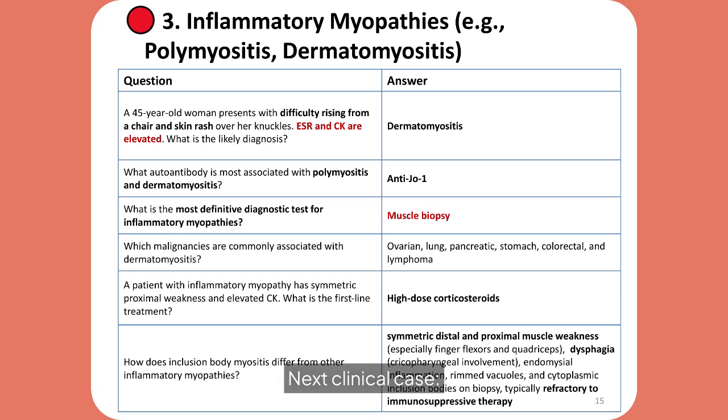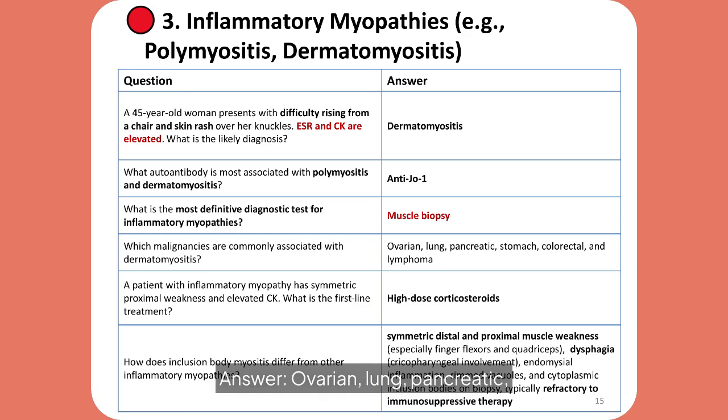Next clinical case. A 45-year-old woman presents with difficulty rising from a chair and skin rash over her knuckles. ESR and CK are elevated. What is the likely diagnosis? Answer is dermatomyositis. What autoantibody is most associated with dermatomyositis? Answer: anti-Jo1. Which malignancies are commonly associated with dermatomyositis? Answer: ovarian, lung, pancreatic, stomach, colorectal, and lymphoma.